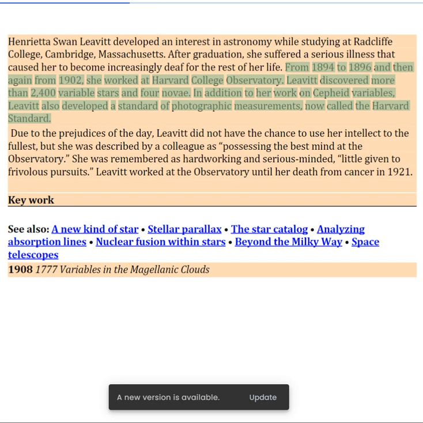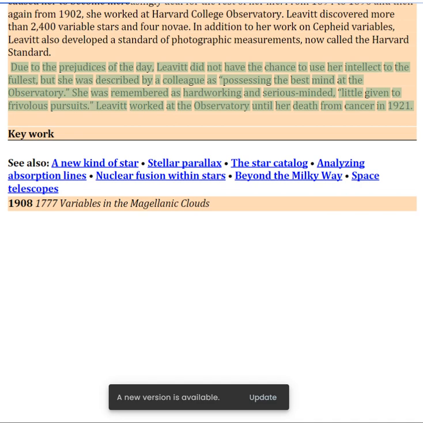In addition to her work on Cepheid variables, Leavitt also developed a standard of photographic measurements, now called the Harvard Standard. Due to the prejudices of the day, Leavitt did not have the chance to use her intellect to the fullest, but she was described by a colleague as possessing the best mind at the observatory. She was remembered as hardworking and serious-minded, little given to frivolous pursuits. Leavitt worked at the observatory until her death from cancer in 1921.